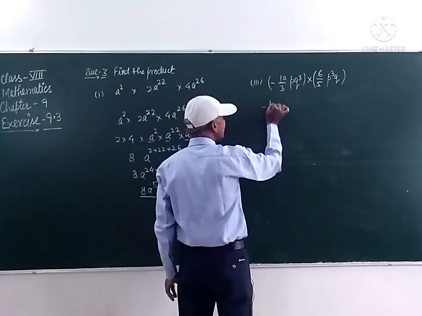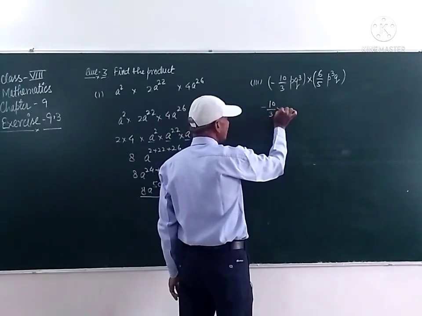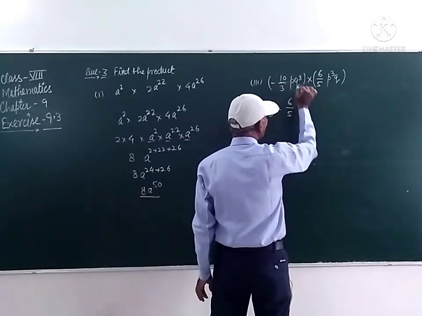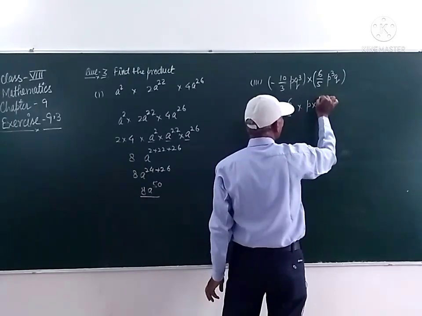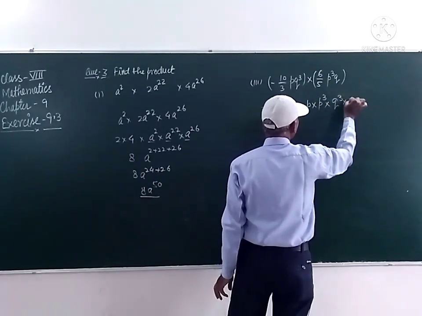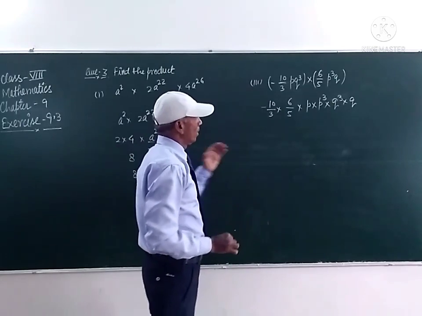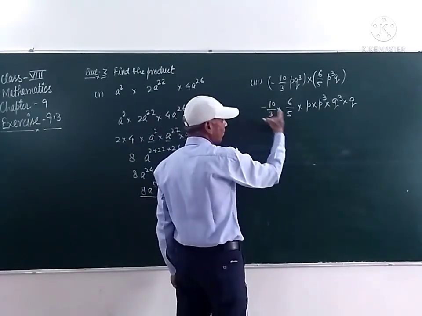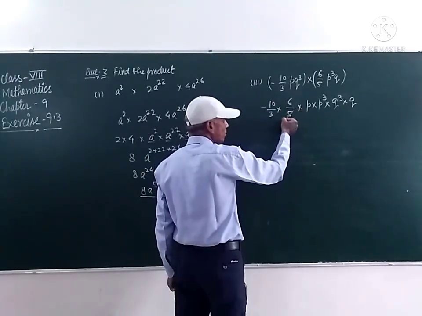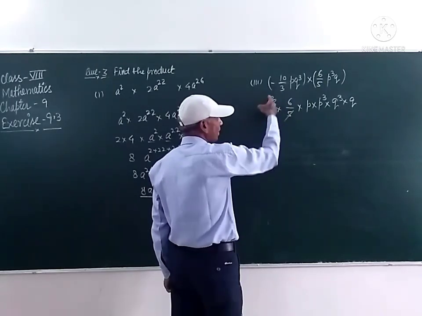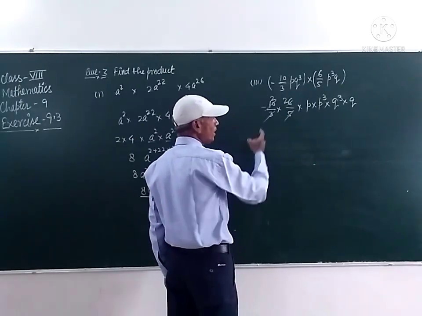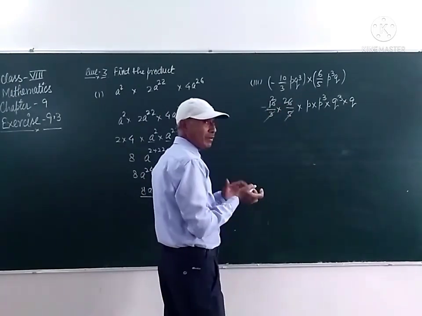So this one, minus 10 by 3 into 6 by 5 into p into this one p cube into q cube into q. Now this one 10, student, and this one 5, this one numerator and this one denominator. So 5 twos are 10, reduce it, student. 5 twos are 10, it will be minus 2, and 3 twos are 6. Clear, student? Numerators will be divided by the denominator.